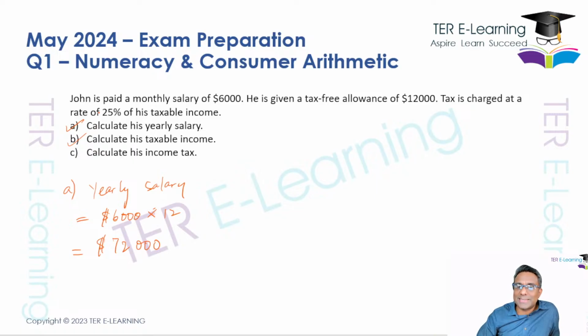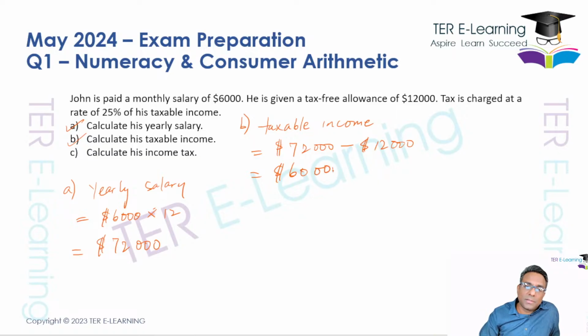So normally we get tax allowances. So for part B here, his taxable income: to calculate the taxable income, you're going to take his gross salary, which is the $72,000, and you're going to minus his tax-free allowance, which is $12,000. And when I work this out here, I'm going to get $60,000. So that's his taxable income. That's the income that is actually going to be taxed. So in this case, all they wanted was the taxable income.